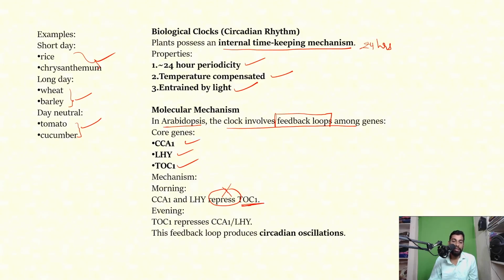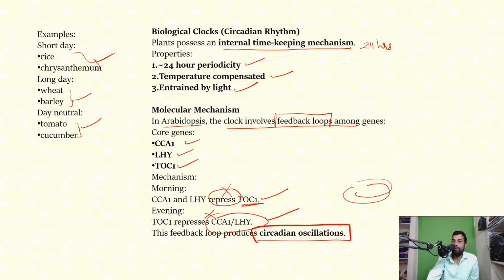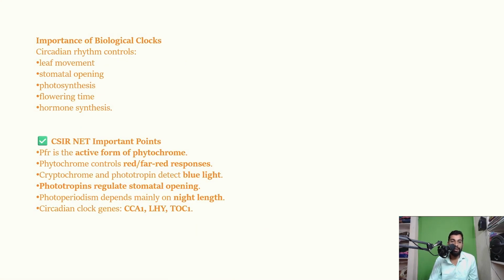Evening, TOC1 represses CCA1. Okay, so in daytime what happens? TOC1 is repressed. In nighttime CCA1 and LHY are repressed. This feedback loop reproduces circadian oscillations. So they are like clock oscillations. Okay, moving forward and moving backward. Importance of biological clocks. Circadian rhythm controls leaf movements, stomatal opening, photosynthesis, flowering time, hormone synthesis. These are the functions. CSIR NET important points.